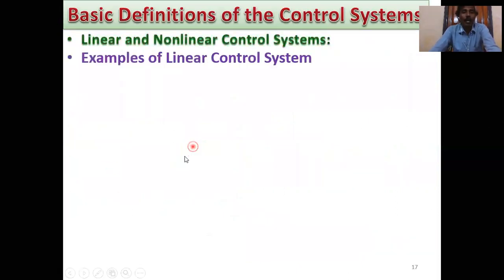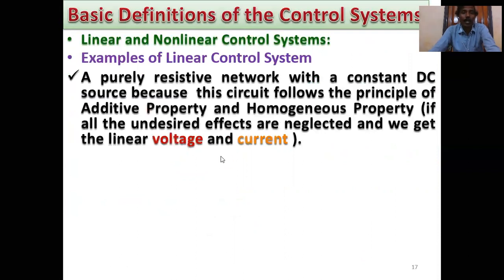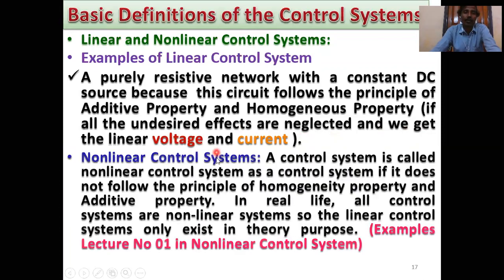And what is an example of linear control systems? A purely resistive network with a constant DC source, because this circuit follows the principle of the additive property and the homogeneity property. If all the undesired effects are neglected, we get linear voltage and current. That's why this is a linear control system.